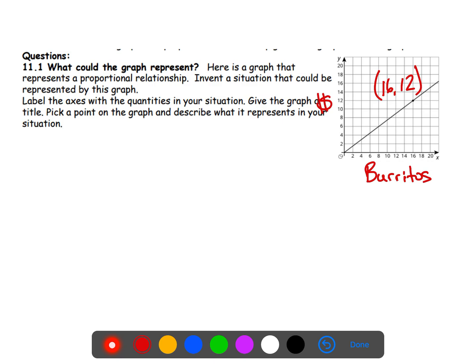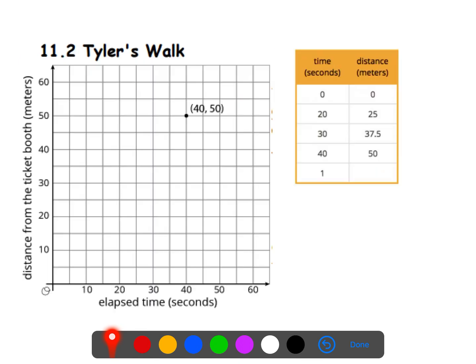All right, we label the axis with the quantities that we're talking about. We're going to pick a point on the graph, which is already identified for us, and describe what it represents in your situation. So if I were to extend that location, the 16, remember, is my x value. So 16 burritos cost $12. And that would describe my situation here in the graph. Now, you could certainly do something else. You don't have to do my example if you want to come up with something a little bit different.